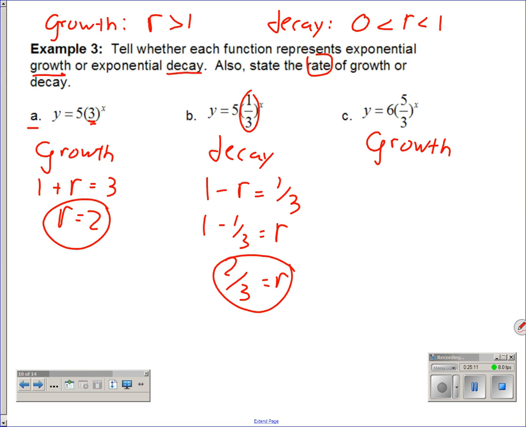All right, so that means I would do 1 plus r to get 5/3. And that means r has to then be what? What's 5/3 minus 1? 2/3? Does it make sense? You think you can identify that?